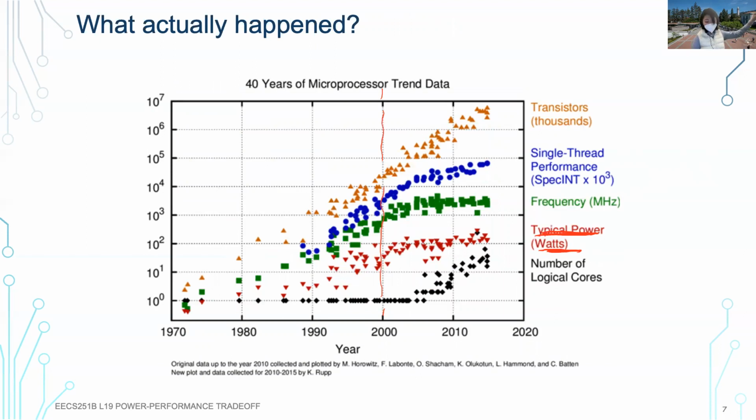plateaued around 100 watts, right? So even today we're talking about 200, 300 watts for our CPUs and GPUs. So even as the density is increasing, right? We still get pretty good density of transistors, but the power definitely plateaued.